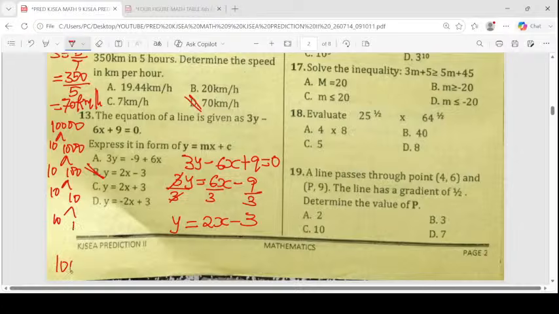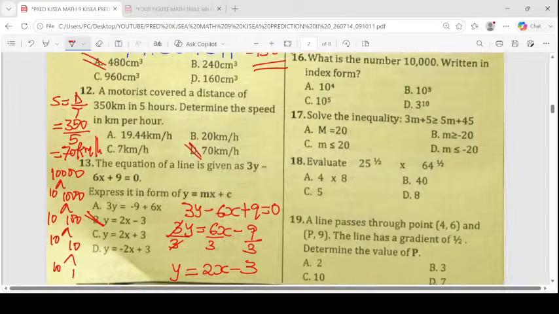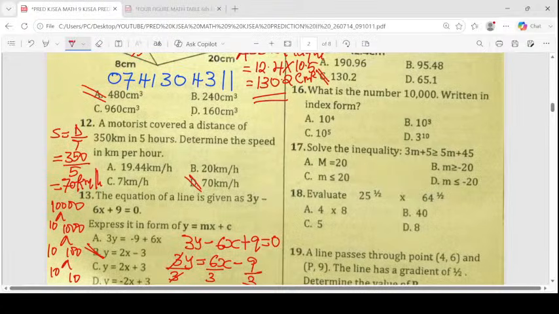So that means that 10,000 is equivalent to saying 10 to the power of how many times? 1, 2, 3, 4. 10 power 4. So we've seen clearly from here that 10,000 is the same as saying 10 to the power of 4. So that makes the correct answer to be A for apple. Question number 17, ladies and gentlemen.